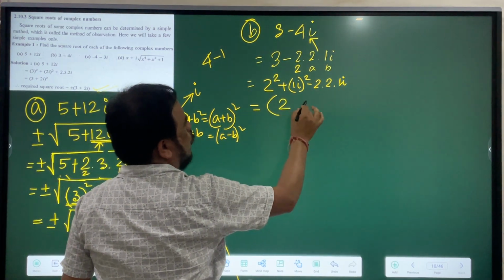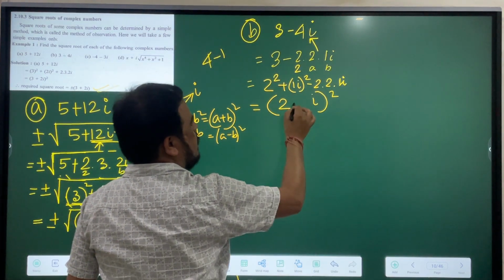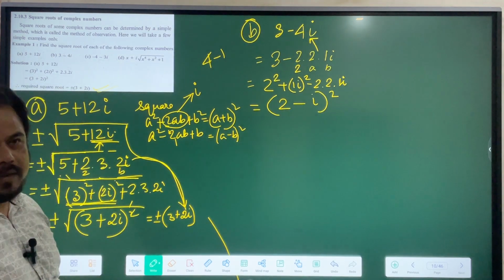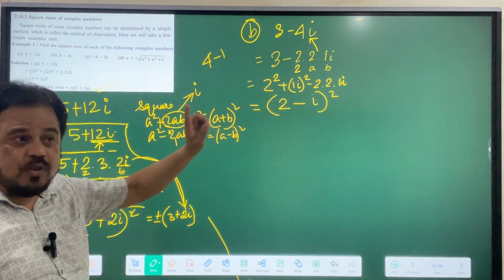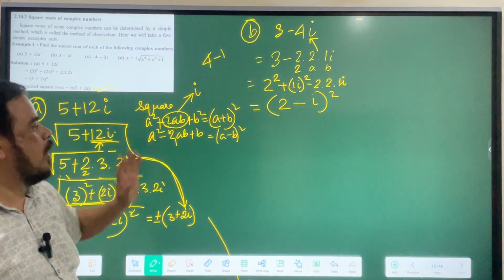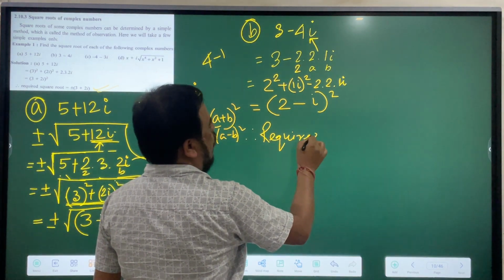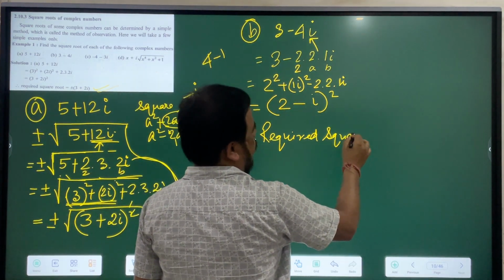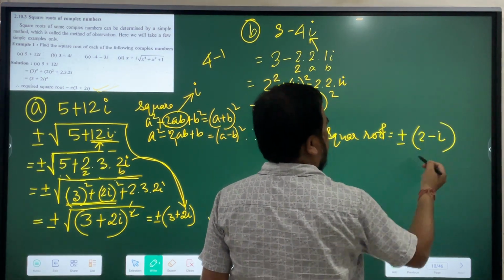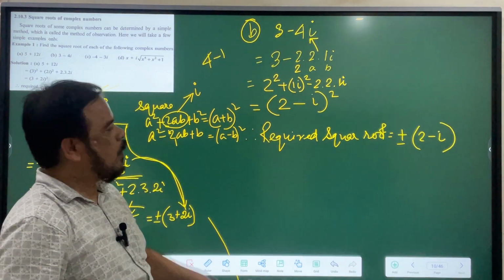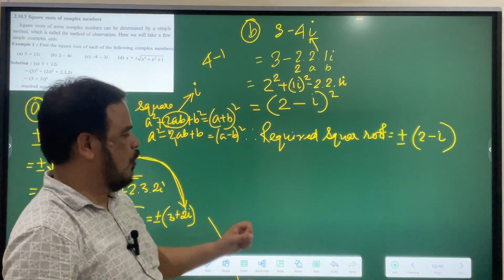So we can write 2 minus 1i. We know that a square plus b square minus 2ab is a minus b whole square. Here we have tried to get a whole square. Here also we are trying to get a whole square. Always you have to try to get a whole square so that the square cancels. Now the required square root is equal to plus minus directly 2 minus i. No need to put the square root. You understand? Plus minus, the root and square cancel. So we can write the answer this way. I hope you understand.